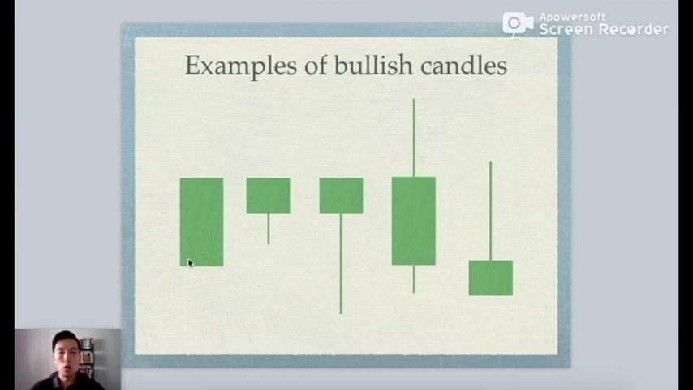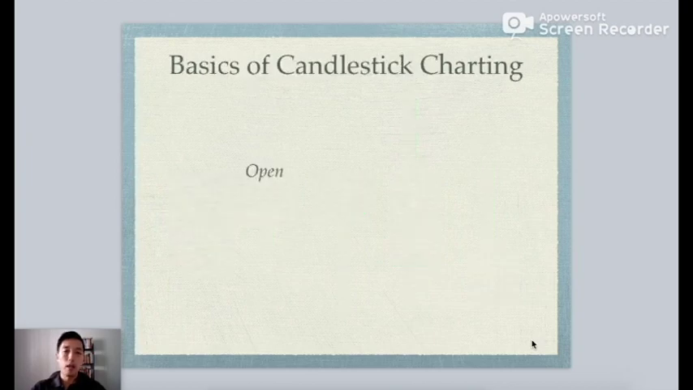It can be with the whole body without any tail. It could be with a small body and small tail, a small body with a long tail, or a longer body where the tail is longer at the top rather than the bottom. Or the body can be at the bottom with a long top but no tail at the bottom. These are just a few examples of a bullish candle.